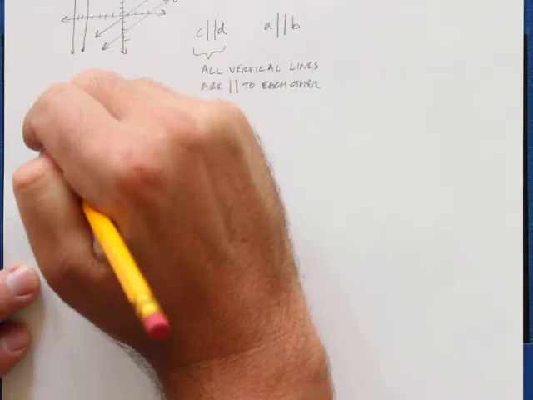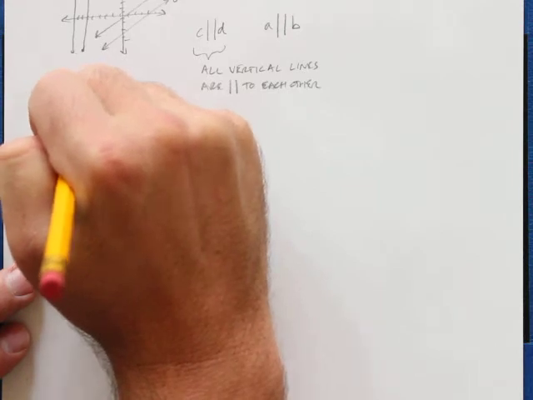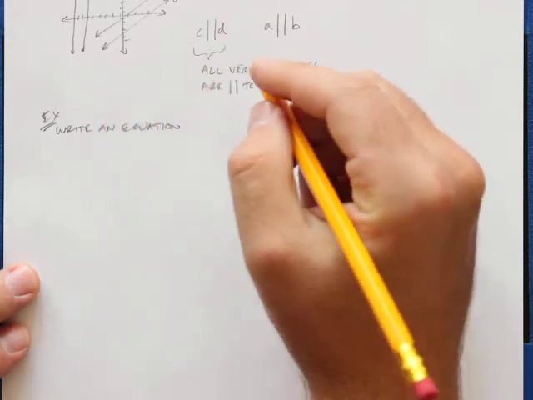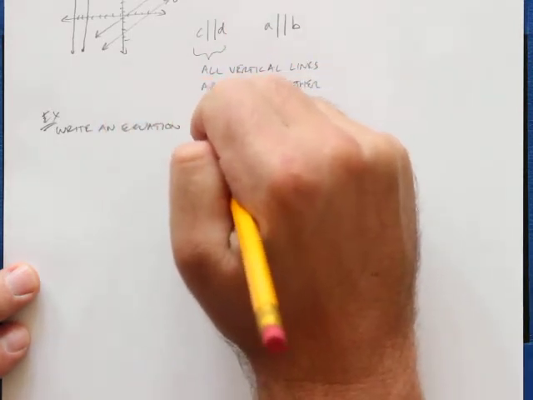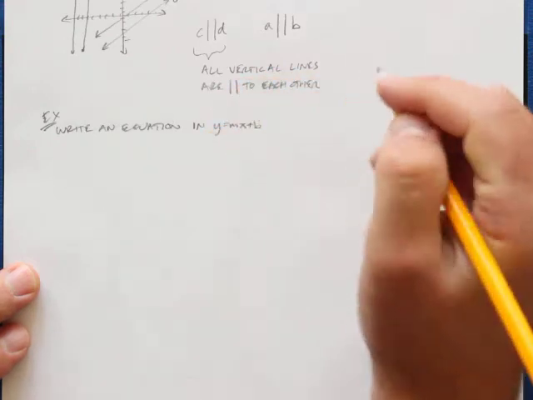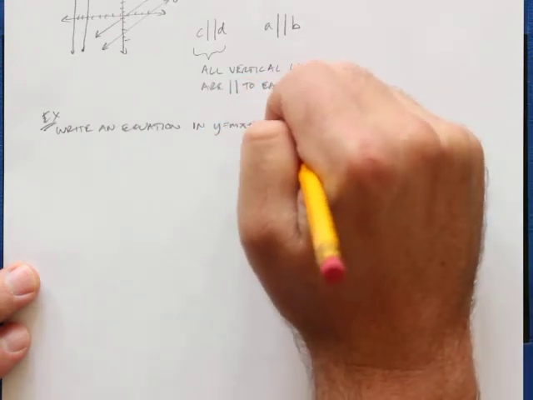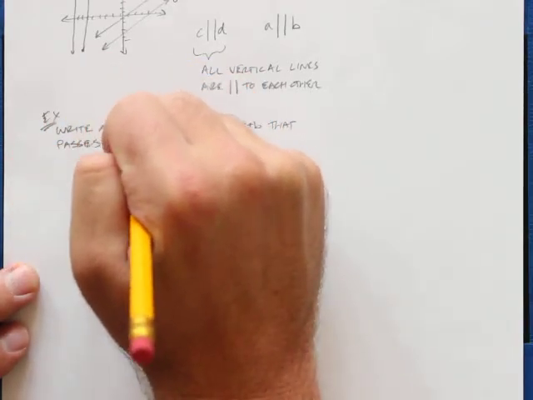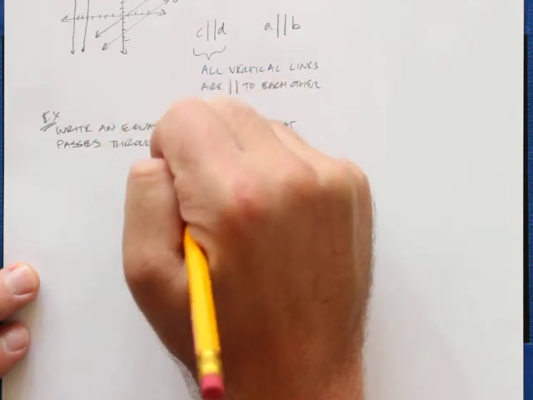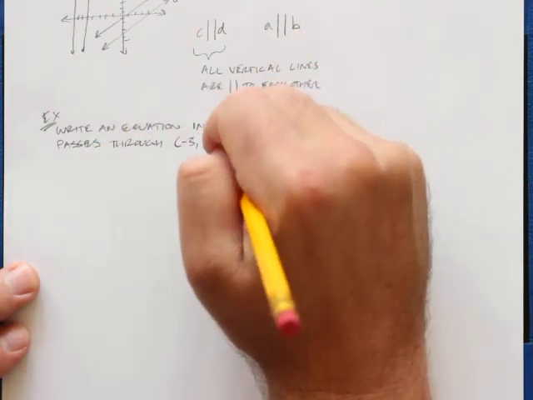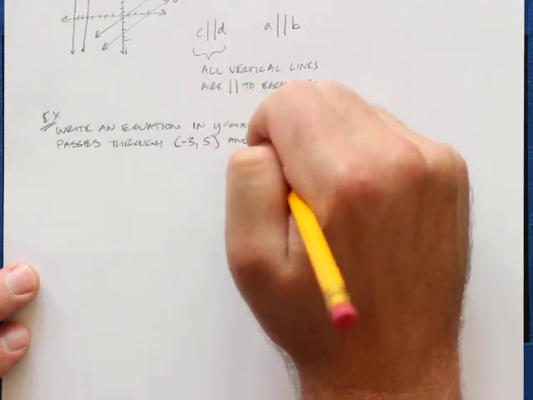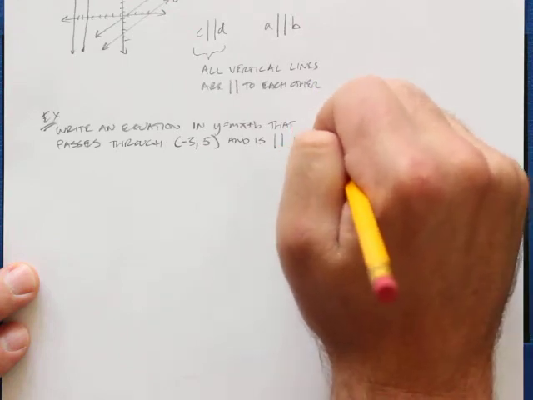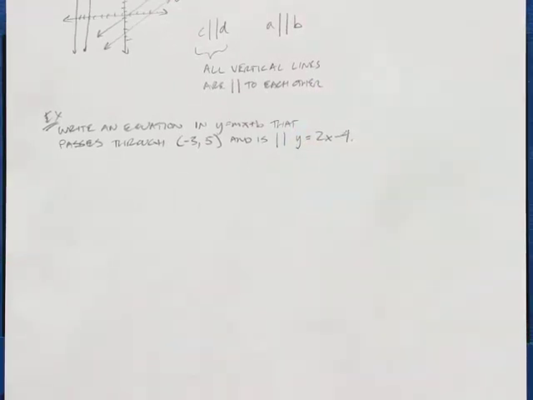Example. Write an equation in slope-intercept form, which is y equals mx plus b, that passes through this point, 3, 5, and is parallel to y equals 2x minus 4. Whew. Okay.